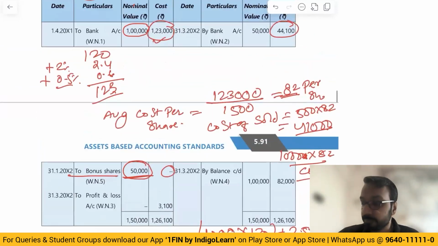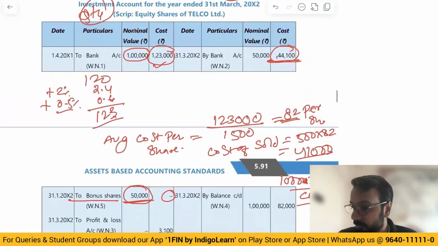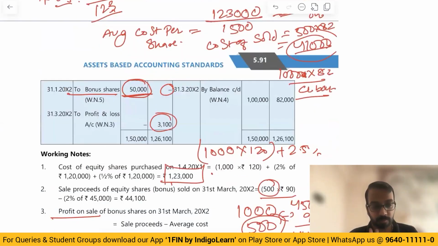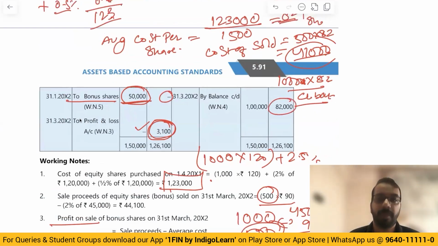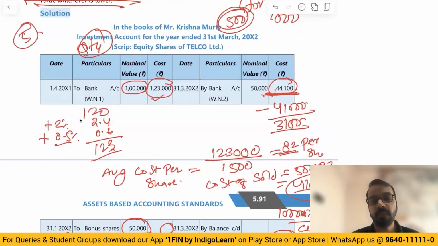Right now, sale value is 44,100. Cost of this is 41,000. So 44,100 minus 41,000, when you do, you get 3,100 of profit. That profit you will record on the debit side. Always remember, profit is recorded on the debit side of the investment account and losses are recorded on the credit side of the investment account. So 3,100 is the profit. Then 82,000 is the closing balance that you have calculated. Your ledger will automatically tally. These type of questions typically we can expect for 5 marks in the examination.